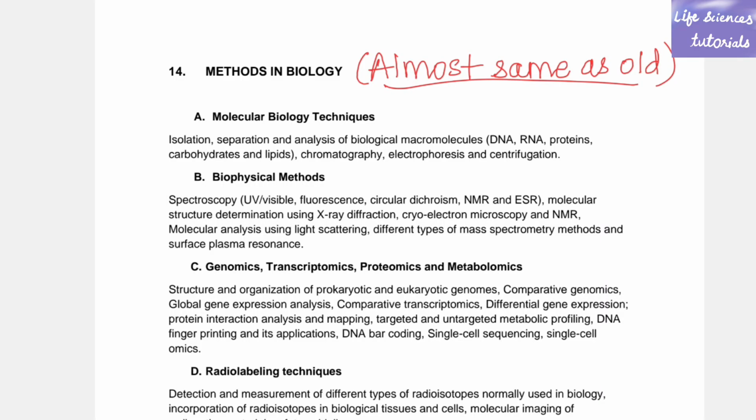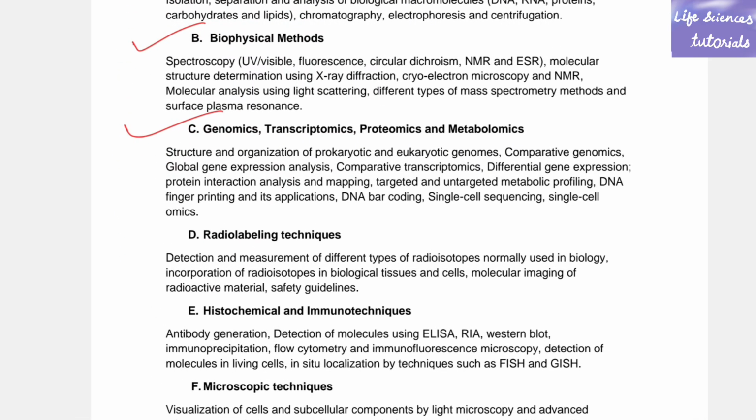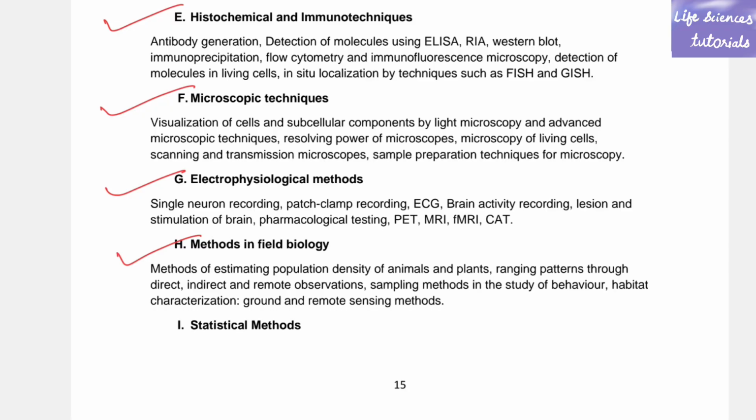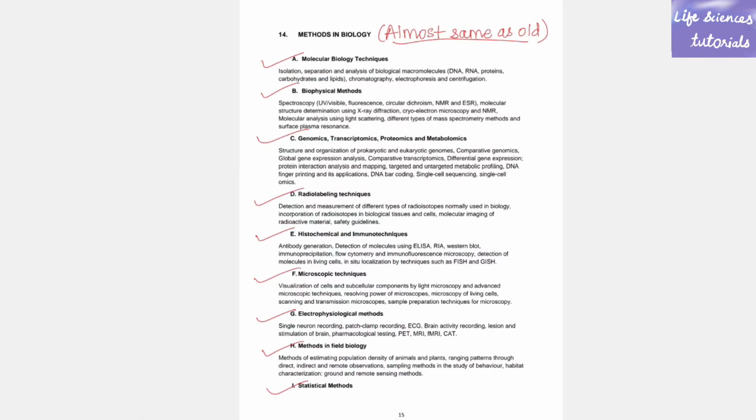This is almost the same as the old syllabus. Okay, as you can see, molecular biology techniques, this was there in the old one. They have just arranged it properly, right? Next, we have biophysical methods, so spectroscopic techniques, genomics, transcriptomics, proteomics, and metabolomics. This was also there in the old syllabus. Radio labeling techniques, histochemical and immunotechniques, microscopic techniques, electrophysiological methods, methods in field biology, statistical methods, right?